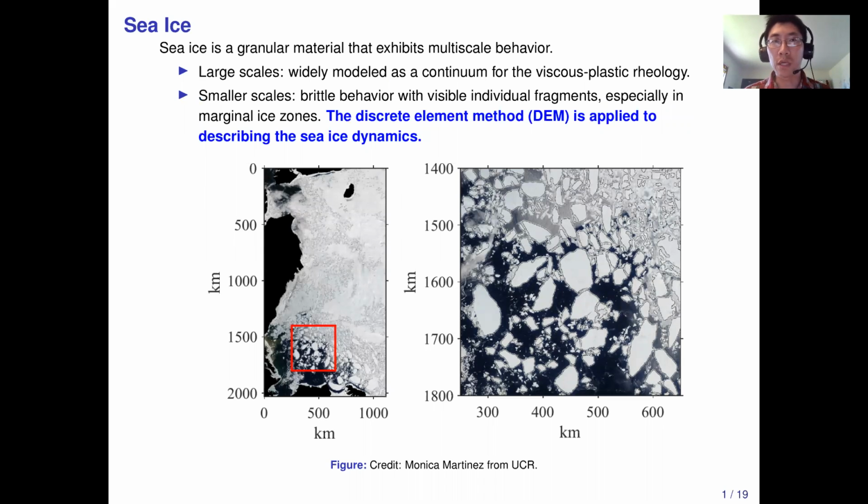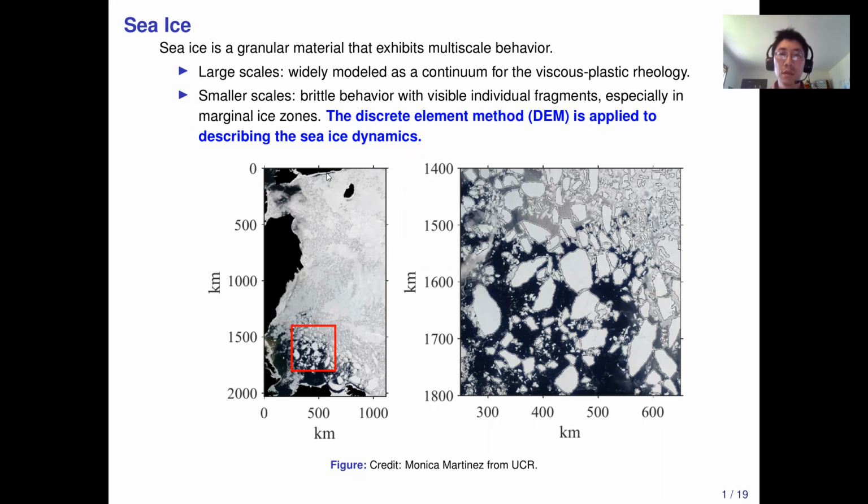First, I'll give a very quick introduction about CIs, which you have seen many times during this workshop. CIs is a granular material that has multi-scale features. Usually at very large scales, the CIs is modeled by a continuum with viscous plastic rheology. On the other hand, at smaller scales, these CIs will have brittle behavior with visible individual fragments, especially in the marginal ice zone.